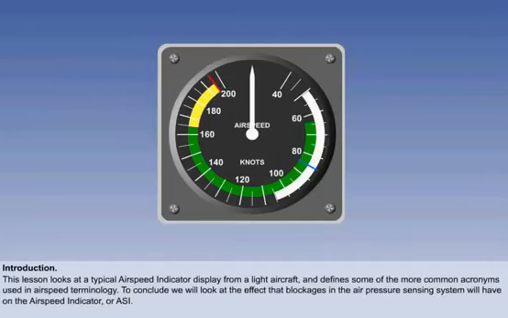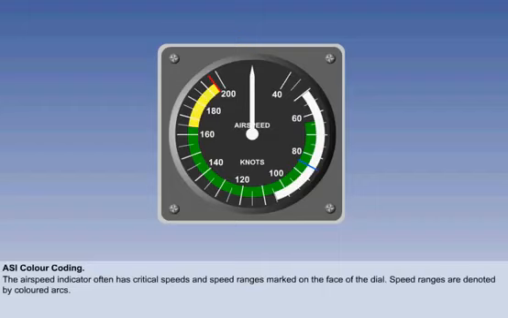This lesson looks at a typical airspeed indicator display from a light aircraft and defines some of the more common acronyms used in airspeed terminology. To conclude, we will look at the effect that blockages in the air pressure sensing system will have on the airspeed indicator, or ASI. The airspeed indicator often has critical speeds and speed ranges marked on the face of the dial.